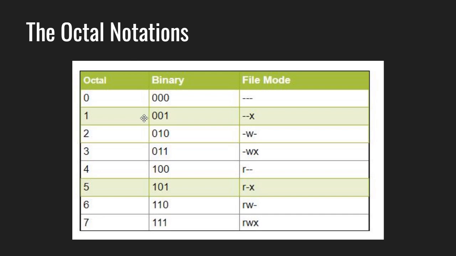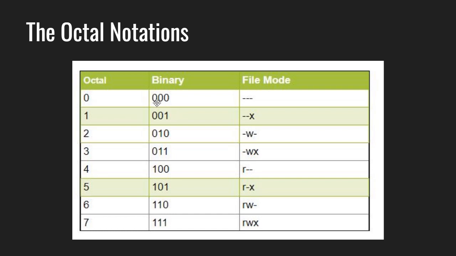Now this can be for user, group and others. So if we have an octal 111, that would translate to 001 for the first one in octal, again a 001 for the second one in octal, and again a 001 for the third one in octal, which are for user, group and others.